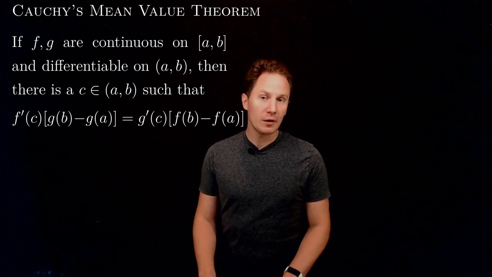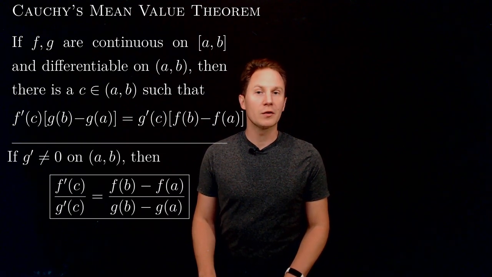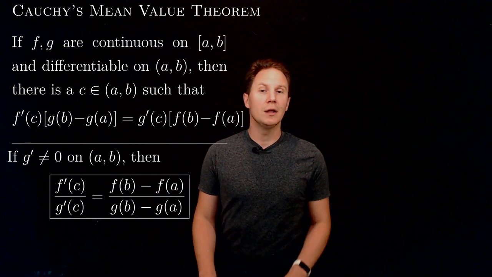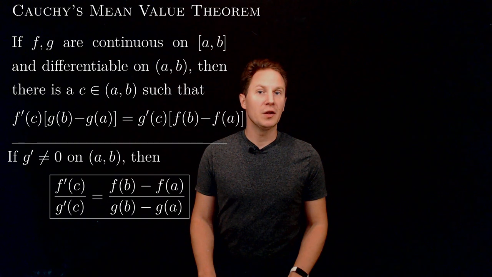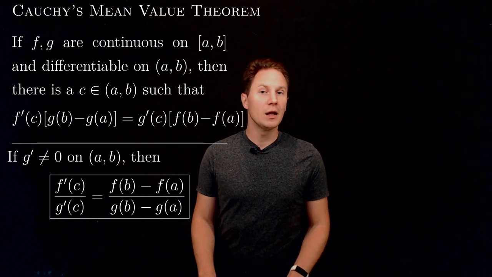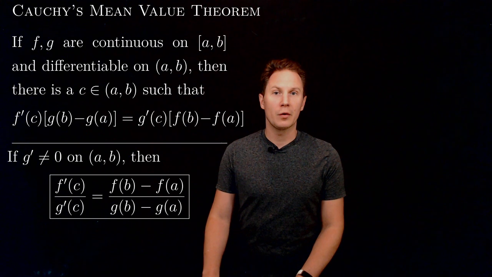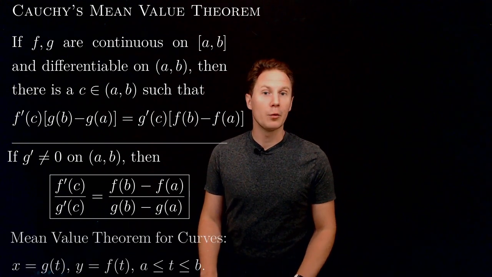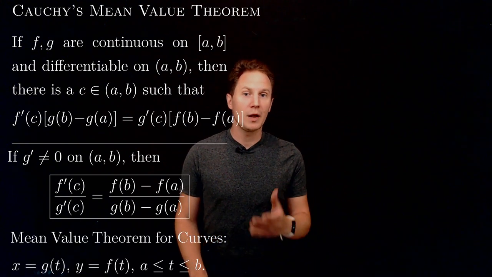Now, if the derivative of g is not zero on the open interval, then we can rearrange this equality to get f prime of c over g prime of c being equal to f of b minus f of a over g of b minus g of a. Cauchy's mean value theorem can be viewed as a mean value theorem for curves. Let me explain what I mean.